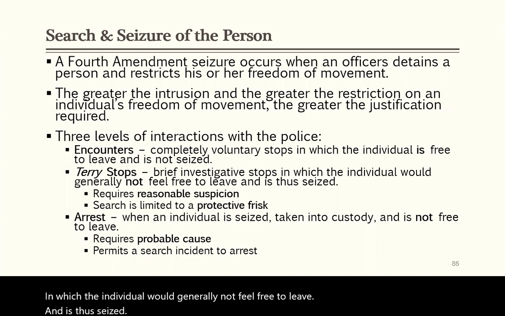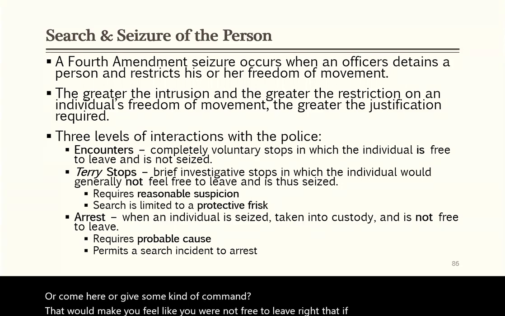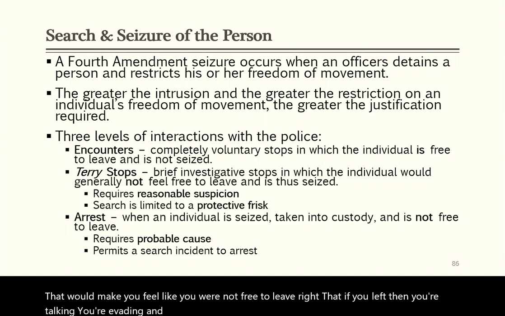All right, so this is police saying stop, or come here, or giving some kind of command that would make you feel like you were not free to leave, right? That if you left, then you're evading and fleeing and things like that. So again, this is a brief investigatory stop.